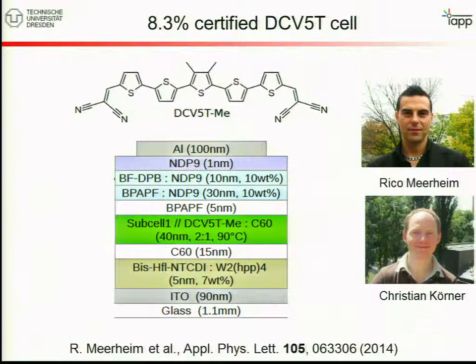Okay, now I'm going to some more recent results, which go towards higher efficiency. First of all, some single junction cells which were produced by Rico Meerheim recently, published last week. And we could, with ISE certification, obtain 8.3% with this molecule. Note that the active layer in this cell is only 40 nanometers thick. We cannot make it much thicker because we would lose fill factor due to transport problems, but it shows you how highly absorbing these materials are.